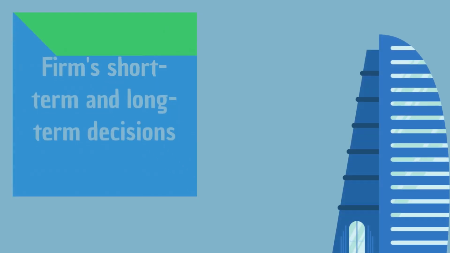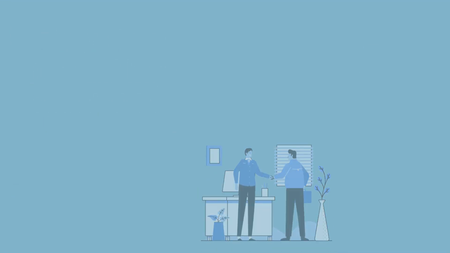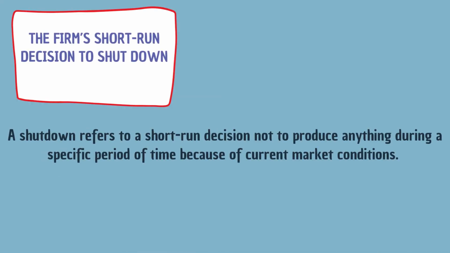The firm's short-term and long-term decisions. The firm's short-run decision to shut down. So far, we have been analyzing the question of how much a competitive firm will produce. In certain circumstances, however, the firm will decide to shut down and not produce anything at all. Here we should distinguish between a temporary shutdown of a firm and the permanent exit of a firm from the market. A shutdown refers to a short-run decision not to produce anything during a specific period of time because of current market conditions. Exit refers to a long-run decision to leave the market.